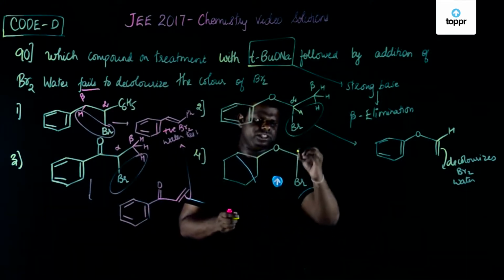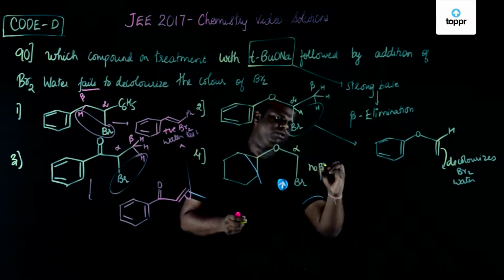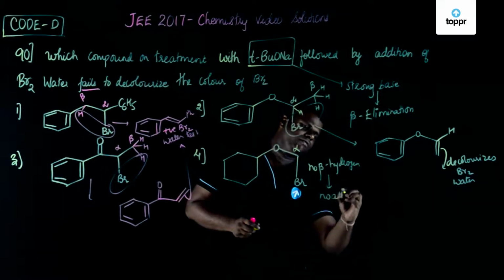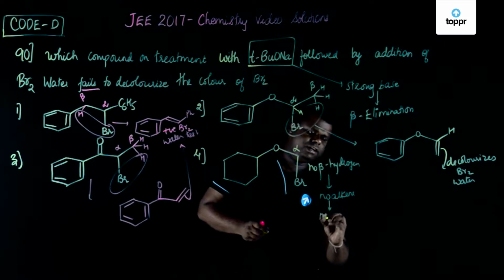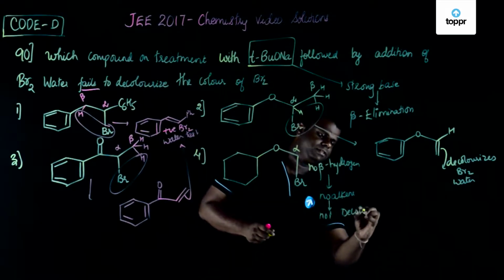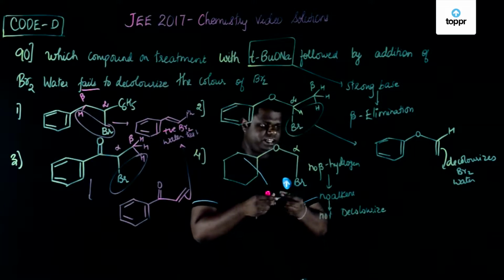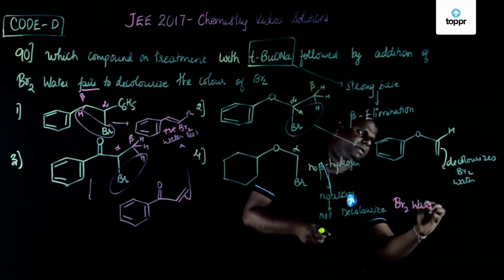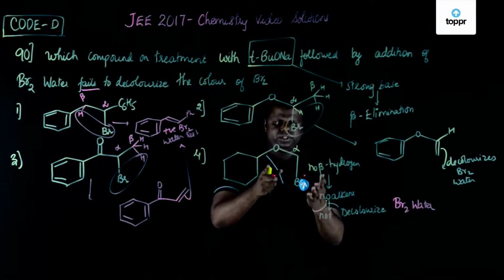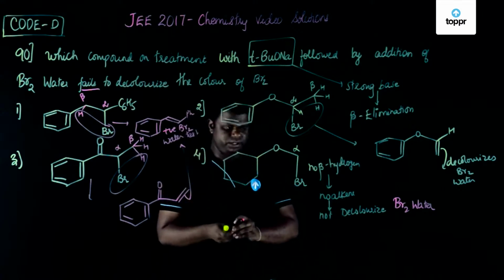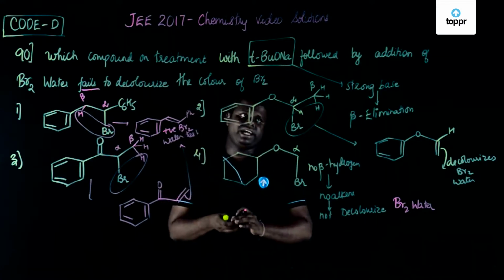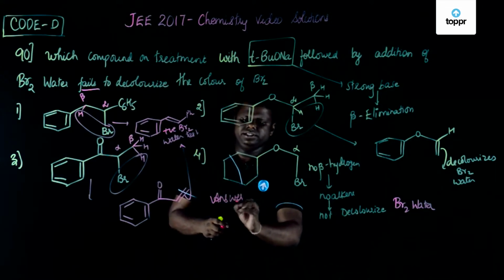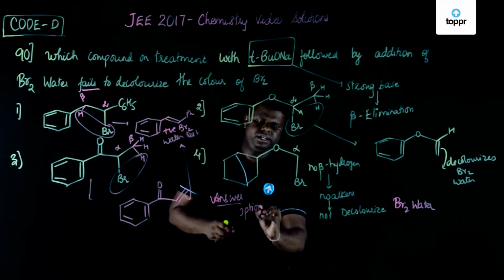But just have a look. This is the alpha carbon. There is no beta carbon, so no beta hydrogen, correct? That means it will not form any alkene. If it does not form any alkene, it will not decolorize bromine water. So this is the reason you could simply say that this will fail to decolorize bromine water. Even alkynes do that, but in this case even alkynes cannot be formed, right? So the correct answer for this particular question is option number 4.